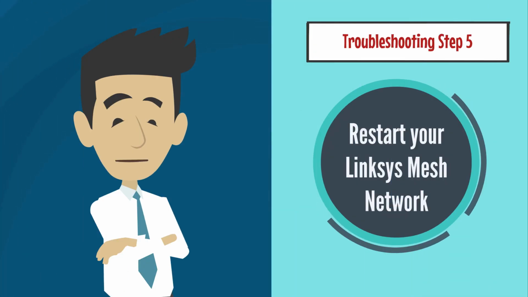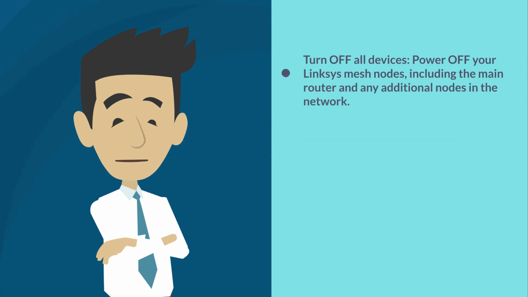Troubleshooting Step 5. Restart your Linksys mesh network. If you're still experiencing slow internet speed after trying the previous steps, a simple power cycle can sometimes resolve underlying issues. Follow these steps. Turn off all devices. Power off your Linksys mesh nodes, including the main router and any additional nodes in the network.